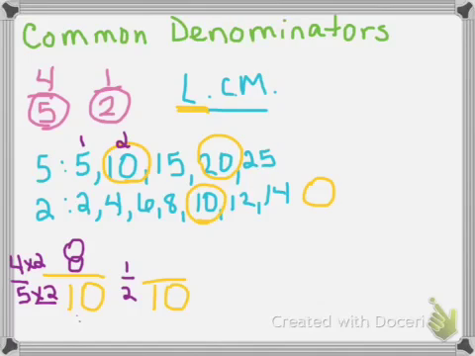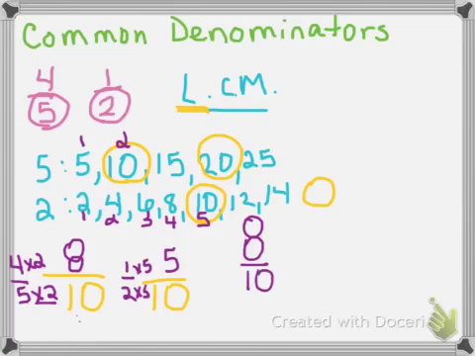Same idea with 1/2. What times 2 is 10? Well, I can look at my multiples here. 1, 2, 3, 4, 5. So 5 times 2 is 10. So since I multiplied by 5 on the bottom, I'm going to do the same at the top. So my two new fractions are 8/10 and 5/10.